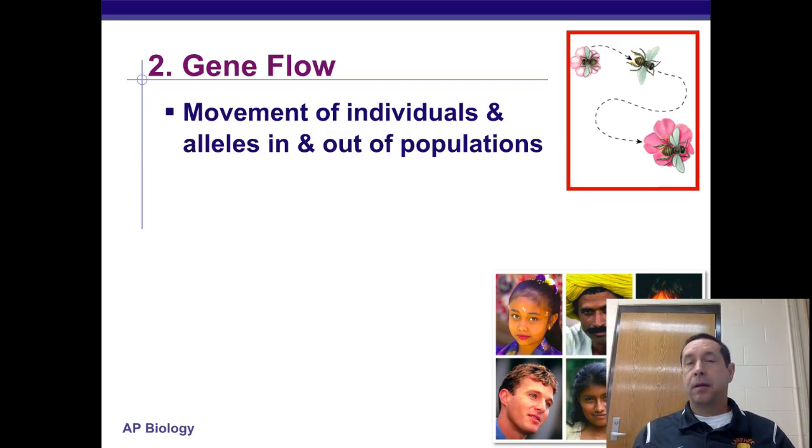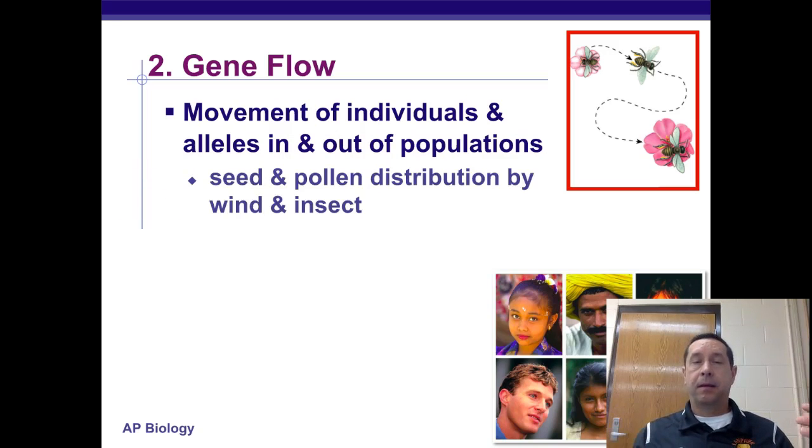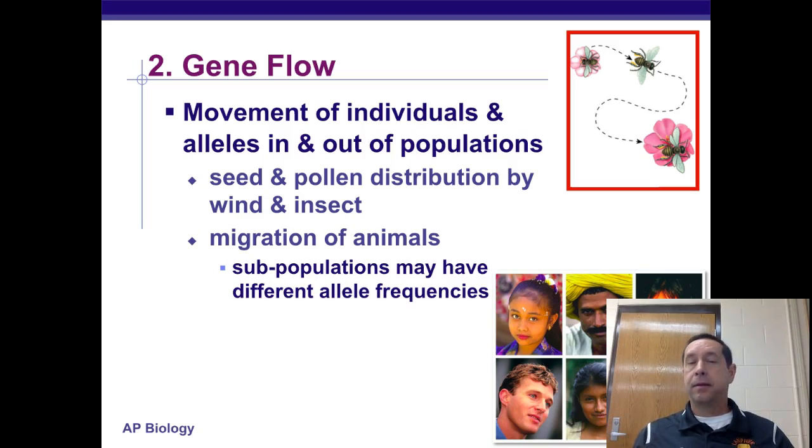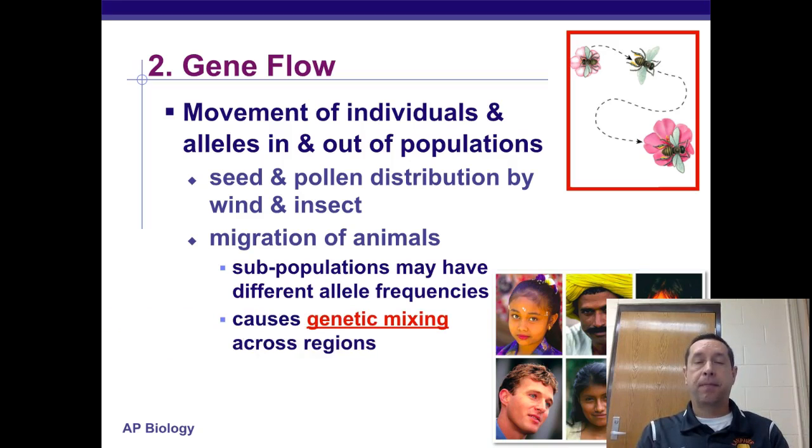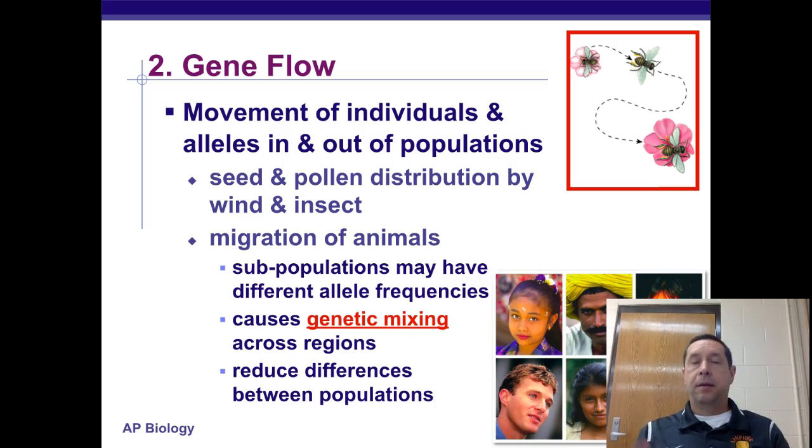Gene flow is the movement of individuals and their alleles in and out of the population. An example of this is seeds and pollen distributed by wind or by insects, or migration of animals. So you may see subpopulations in an area that have different allele frequencies from other subpopulations, and so they can move back and forth and they can change the allele frequencies within those subpopulations. If there's a mixing within those subpopulations, they tend to become less variable and more similar. If they become isolated, they tend to become more different and may actually become new species over time.